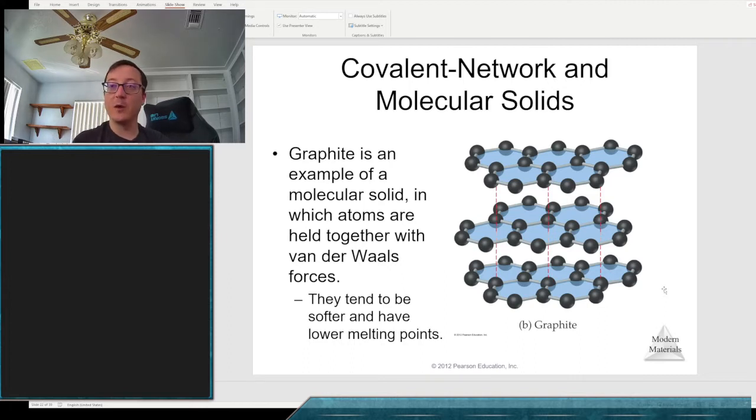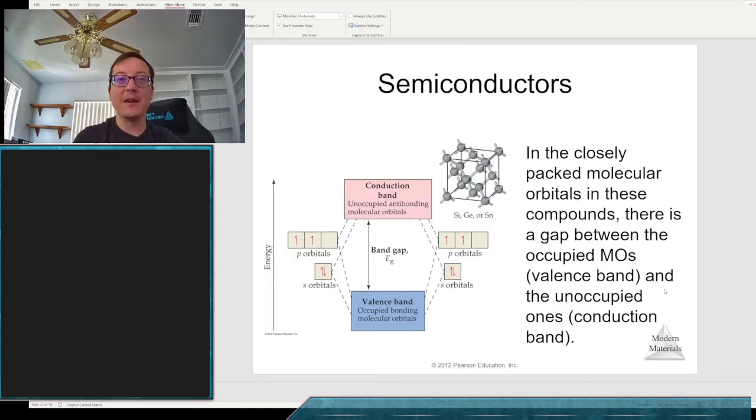So graphite is one. It's a molecular solid. We have networks of graphite there, and they're connected with dispersion forces between them. So graphite forms these planar sheets together. Graphite therefore conducts electricity. It's pretty interesting because there are delocalized electrons in the benzene. It's pretty cool. So semiconductors, let's talk about them now.